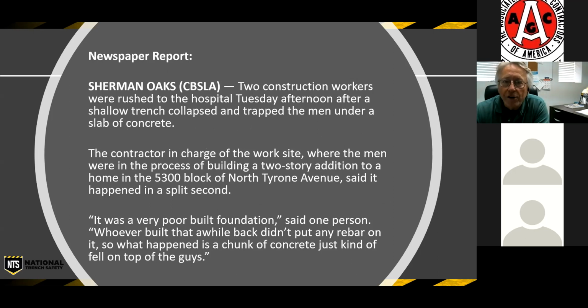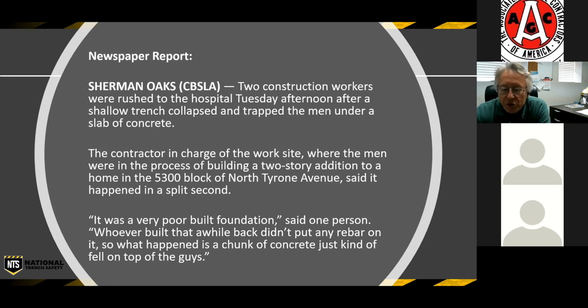2 construction workers were rushed to the hospital Tuesday afternoon after a shallow trench collapsed and trapped them in under a slab of concrete. The contractor in charge of the work site, where the men were in the process of building a 2-story addition to a home in the 5300 block of North Tyrone Avenue, said it happened in a split second. It was a very poor built foundation, said one person. Whoever built that a while back didn't put any rebar on it. So what happened is a chunk of concrete just kind of fell on top of the guys.